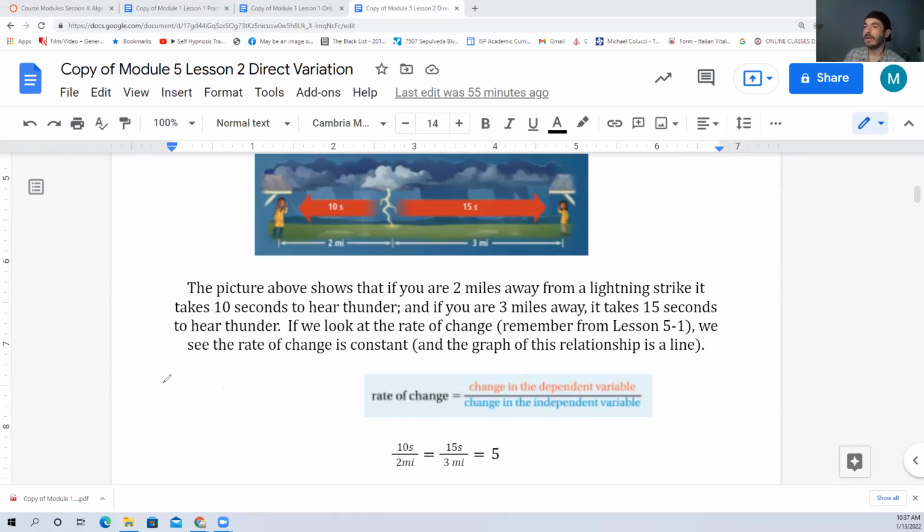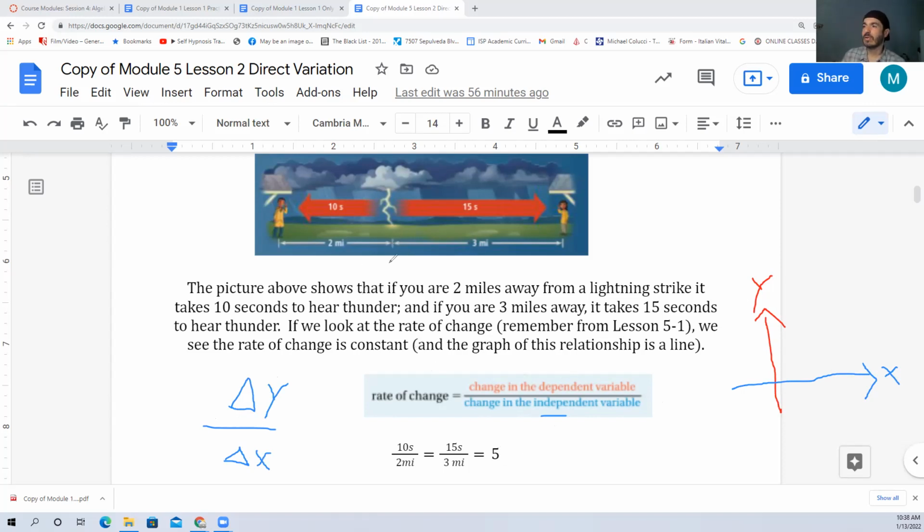Okay. So if this were a graph, the y, that's my dependent variable. The x, that's my independent variable. Change in y, I'm using the delta symbol. We've seen it in module 4. We're going to be reintroduced to it in module 5. Change in x, change in dependent, change in independent.